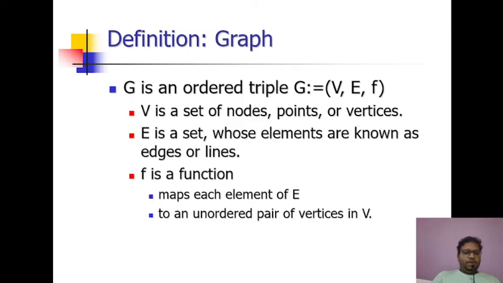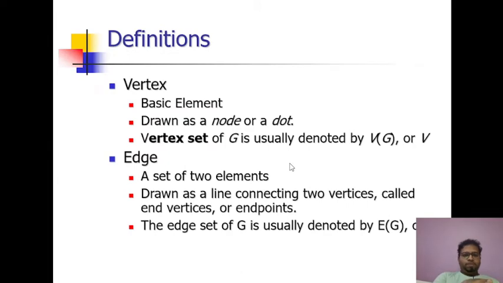Now, what is E? E is the group or the set of edges. What is F? F is a function which maps each element of edges according to the vertex points. So whatever we discussed related to vertices and edges is mentioned over these basic elements. Both are basic.